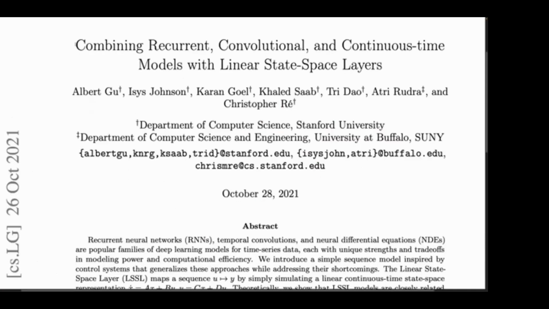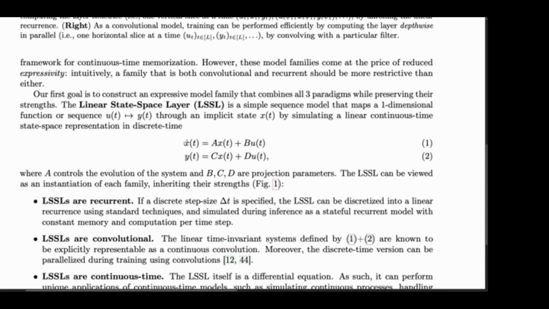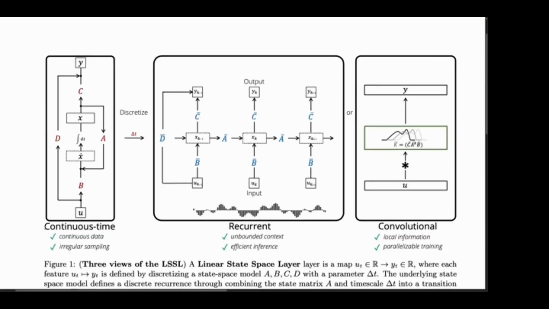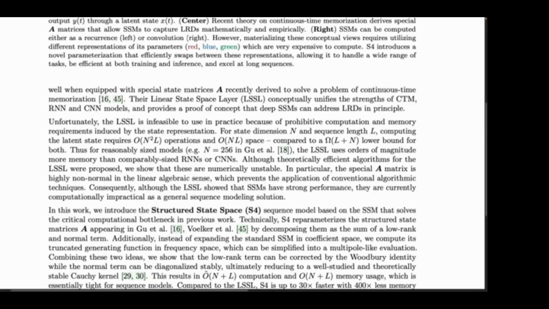This was followed by the work combining recurrent, convolutional, and continuous time models with linear state space layers, which proposed a unifying framework for sequence modeling based on a standard state space representation. This work showed how, starting from an implicit continuous time state space model, you could discretize to produce a system that can be interpreted as a recurrent network with the benefit of efficient inference, or as a convolutional model, which benefits from parallelizable training. Unfortunately, a naive implementation of these models requires a massive amount of memory.